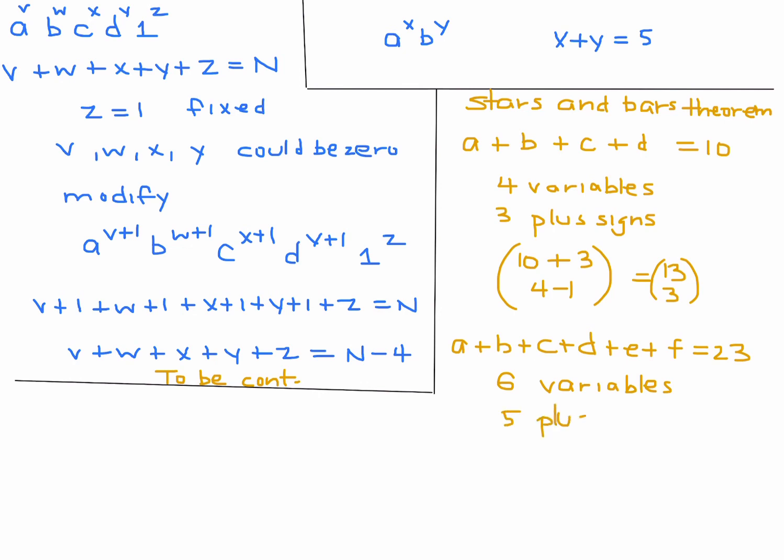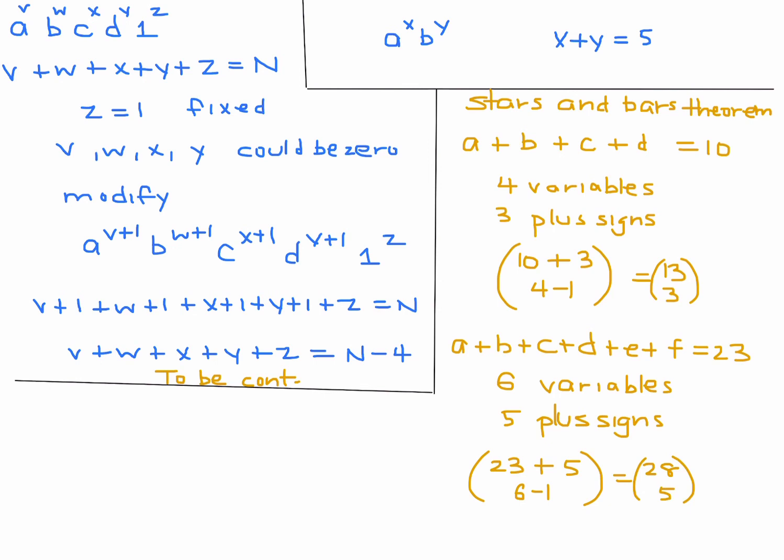And then let's use this formula. So I take this number, which in this case is 23, add to it how many plus signs? 5. And then it's choose notation, and the bottom number would be the number of variables minus 1. In this case, it's 6 minus 1. So this is 28 choose 5, and whatever that number is, some big long number.